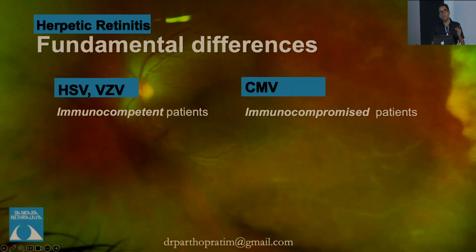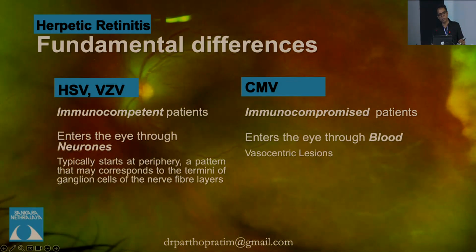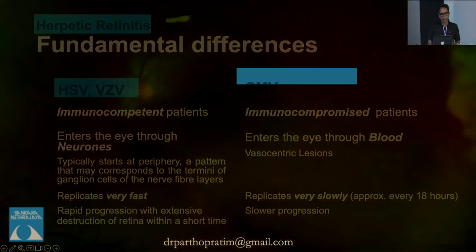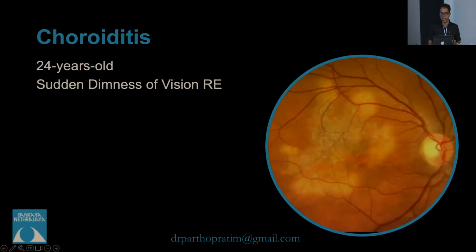Now as a postgraduate, this table is very important, on how to differentiate between HSV, VZV and CMV. CMV is primarily seen in immunocompromised patients, and the mode of transmission is through the blood, and you mainly see vasocentric lesions, whereas in HSV, VZV, it starts from the periphery, a pattern that corresponds to the termini of the ganglion cells of the nerve fiber layer. HSV and VZV replicate very fast. If you do not start the treatment, it will finish off the entire retina in maybe 3 to 4 days. Whereas CMV's replication rate is very slow and it will take a longer time to involve the fundus. Now, suspect ARN, I have already shown you.